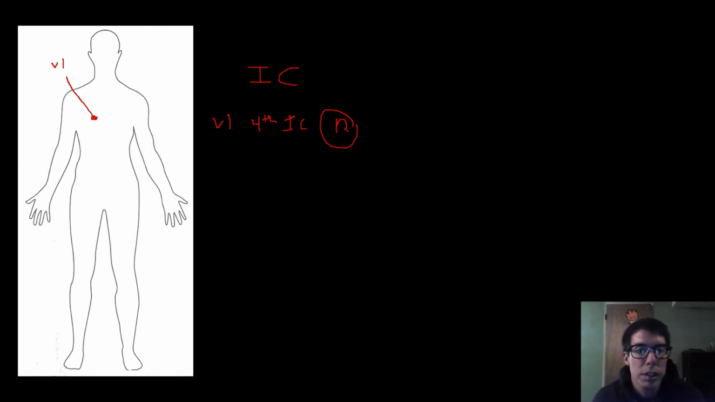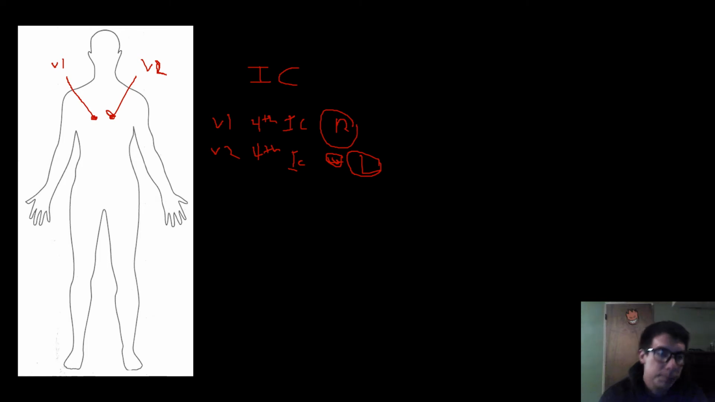V2 goes in the exact same place, but on the left side. Fourth intercostal space, left. I am not good with this little mouse pad thingy. V2, that's a 2, if you couldn't tell, V2.